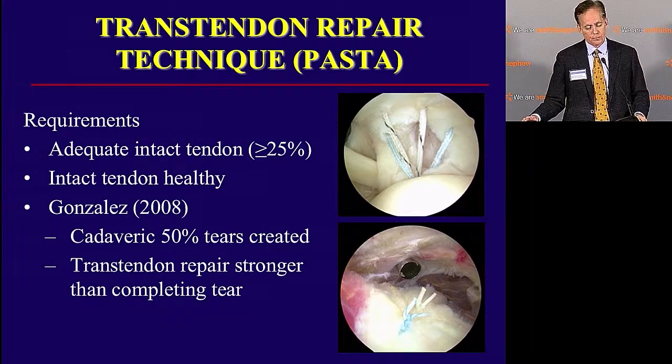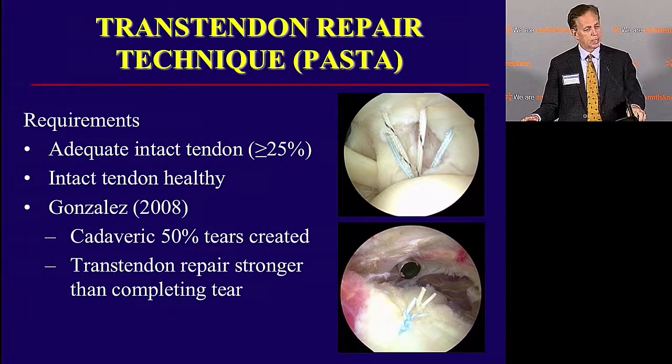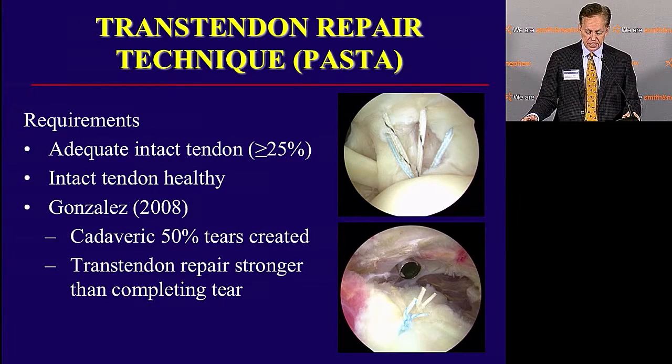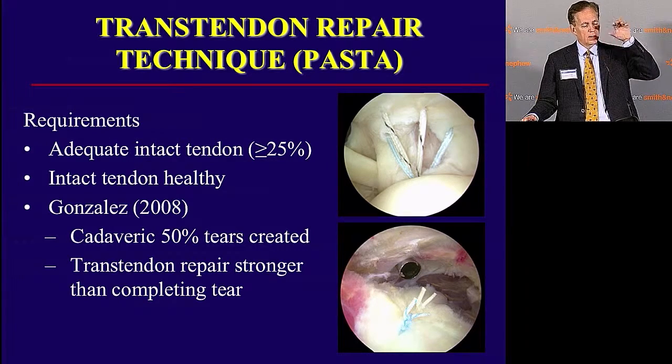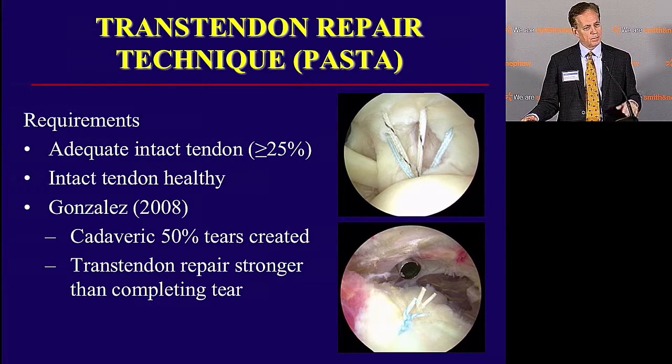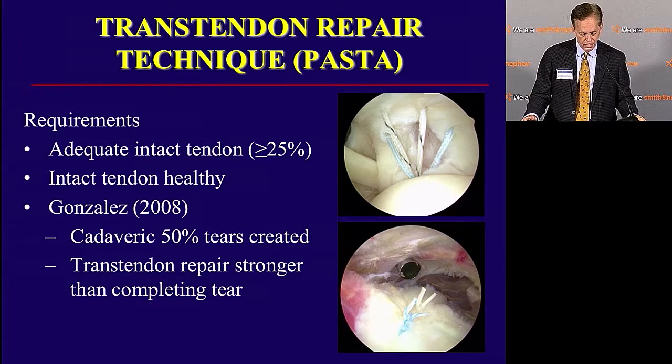One of the techniques for repair of these partial thickness tears that we elect to do is this transtendon or PASTA-type repair. And there are requirements that I think need to be respected if we're going to use this technique. One is there needs to be an adequate amount of remaining intact tendon, maybe 25% or more. It doesn't make a lot of sense to me, at least, to reattach a very thin sliver of remaining unhealthy cuff tissue. That patient may be better served with completing the tear and repairing it.